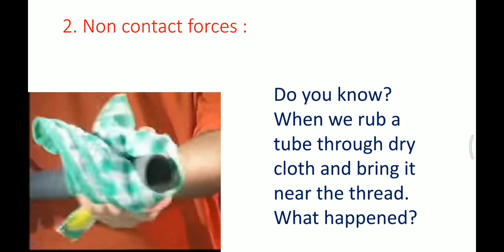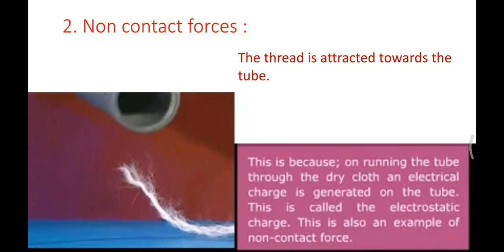Do you know when we rub a tube with a dry cloth and bring it near a thread, what happens? Yes, the thread is attracted toward the tube. Why? Because on rubbing the tube with the dry cloth, an electrical charge is generated on the tube. This is called electrostatic charge, and this is an example of non-contact force.